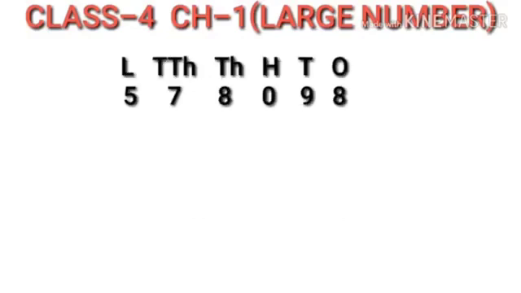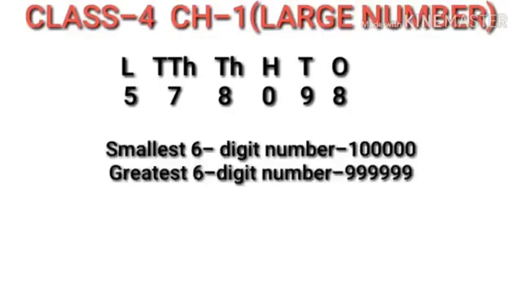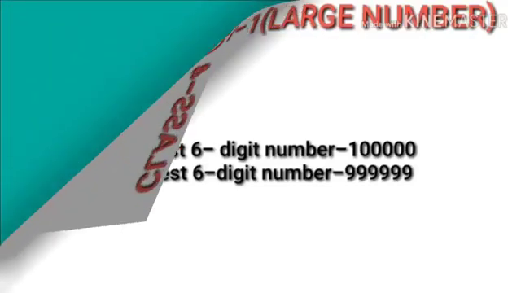Now let's take another example of a 6-digit number, that is 5,78,098. The smallest 6-digit number here will be 10 lakh, whereas the greatest 6-digit number will be 99,999.